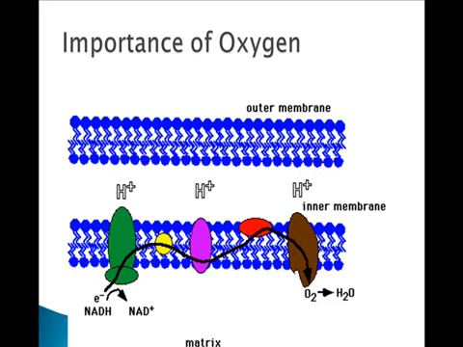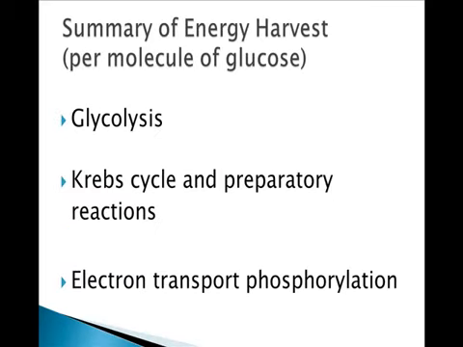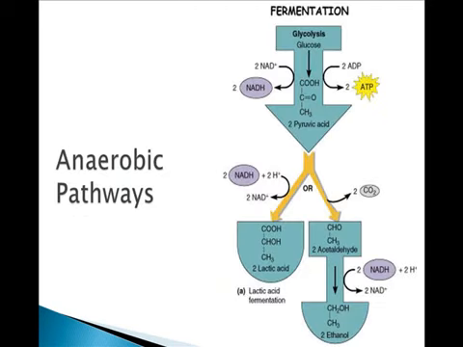Okay, so to sum up the energy harvest of this system, electron transfer yields 32 ATPs. Glycolysis yields 2 ATPs net, and Krebs cycle yields 2 ATPs, and that gives you a grand total of 36 ATPs produced per glucose molecule in aerobic respiration versus the anaerobic respiration, which gives you only 2 ATPs.